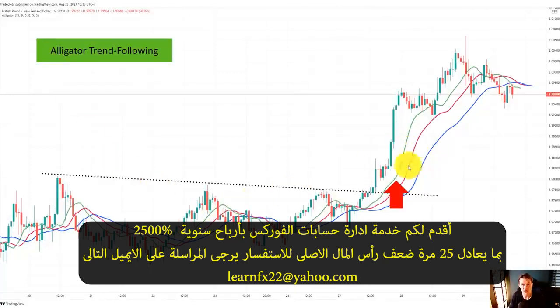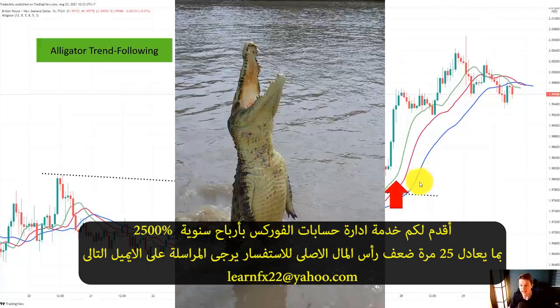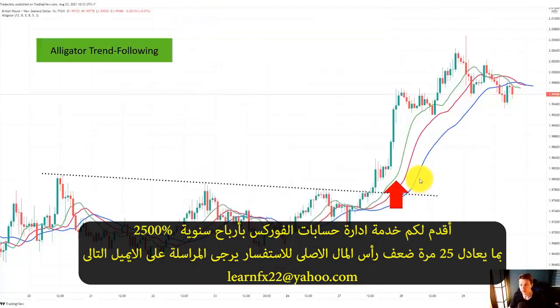And basically what you have is a 3 moving average trend following system, and I think it's the 13, 8, and 5 period moving average. You can see we have a green, red, and blue line. And the idea is that those 3 moving averages represent the mouth of an alligator. And what you want to do is you wait for the mouth of the alligator to open. And what this means is that obviously the 3 moving averages are separating.